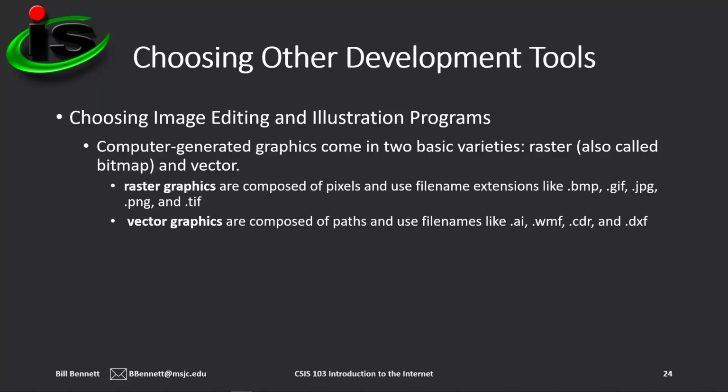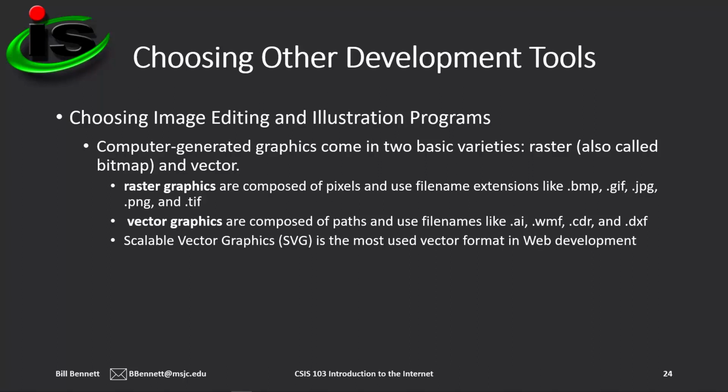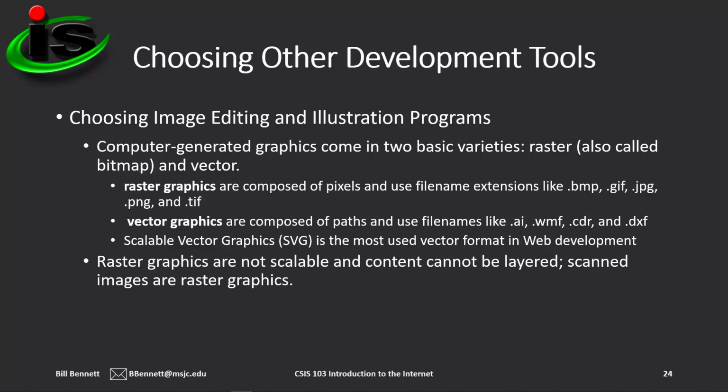Vector graphics are composed of paths, and they use file extensions like .ai if you're using Adobe Illustrator, or .wmf, .cdr if you're using CorelDRAW, and .dxf. Scalable vector graphics, or SVG files, are the most used vector format in web development. Programs like Adobe Illustrator and CorelDRAW can export the files that you create in those programs to the scalable vector graphic format. Raster graphics are not scalable, and the content cannot be layered.